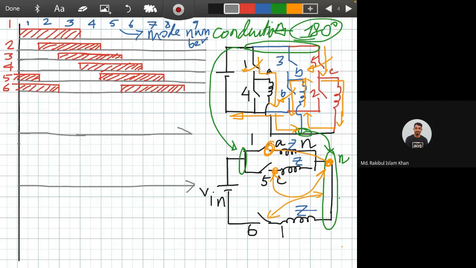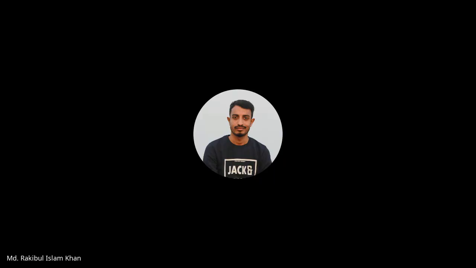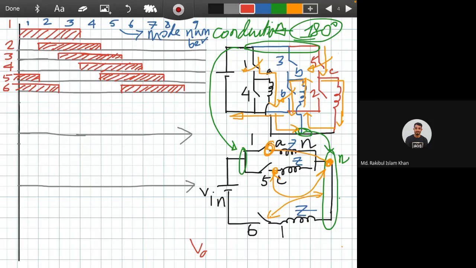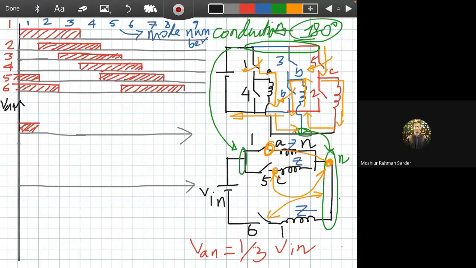So if we want to draw the value of VAN for the first mode, what will be the value? VAN will be 1/3 of Vin. Is it okay with you? Yes, sir. Okay, so if it is 1/3, we can write it here with a value. This is VAN. So what will be the value of VBN?